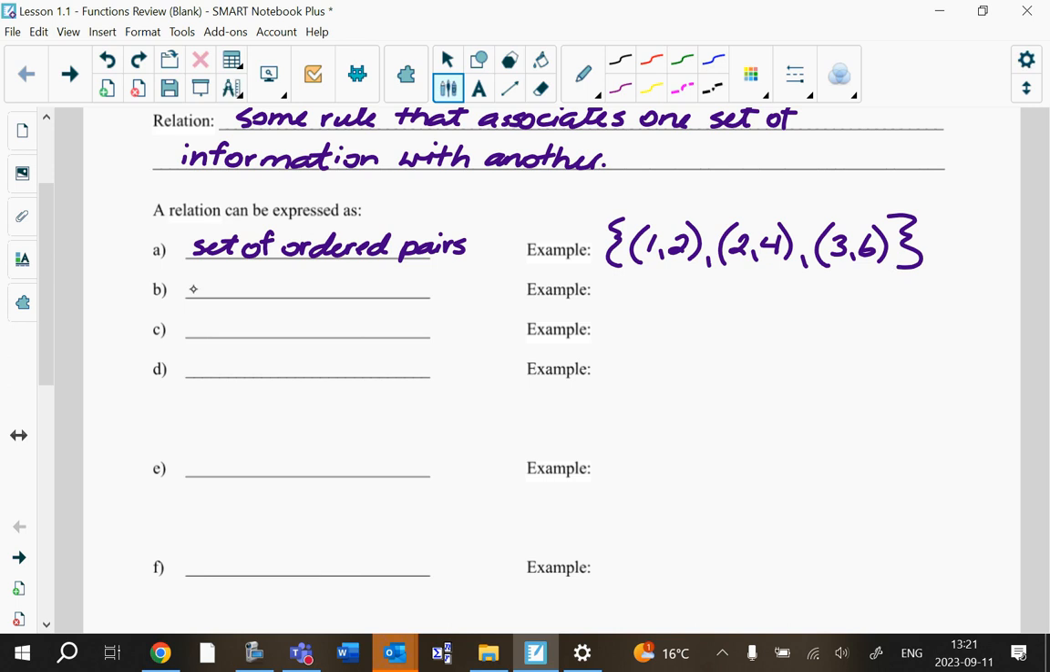Another way we showed it was using an equation, if both sets of information were numbers. So going back to this doubling, to find the output, whatever I input, x, I times it by 2. There's your equation. Another way is words. How would you describe this relation in words? The output is twice the input.